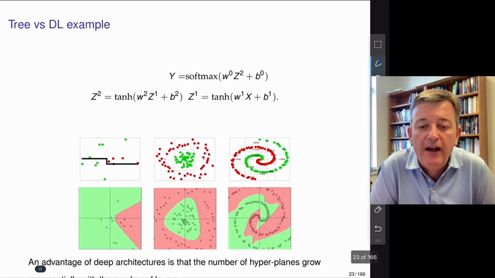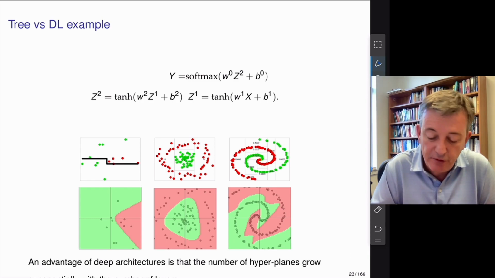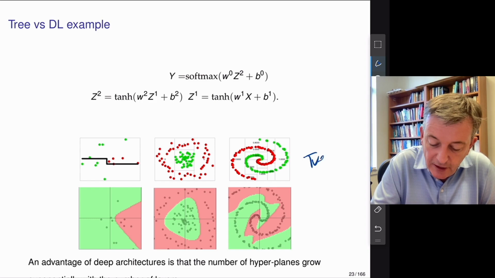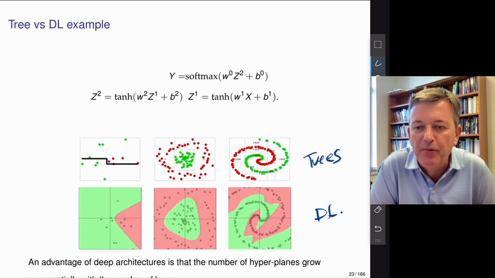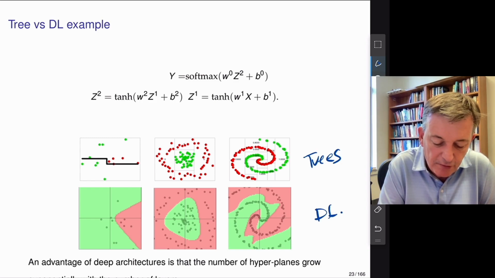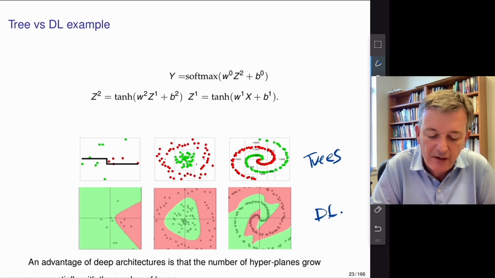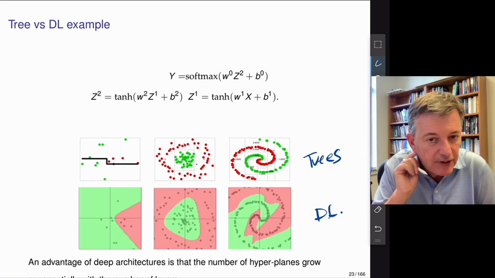Okay, another example of that, just to show the difference between trees. So this would be a trees approach, and this would be a DL approach. If I've got red dots and green dots, and I want to separate spirals, it's relatively easy when all the green dots are inside the red dots. I can do it relatively easily, but it gets much harder when I need to do my spirals.